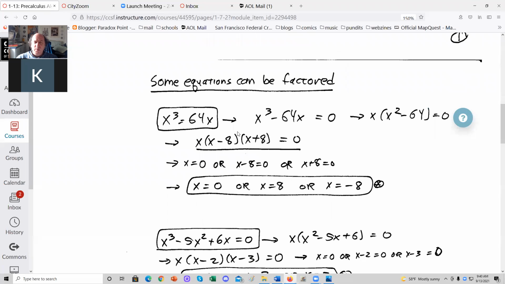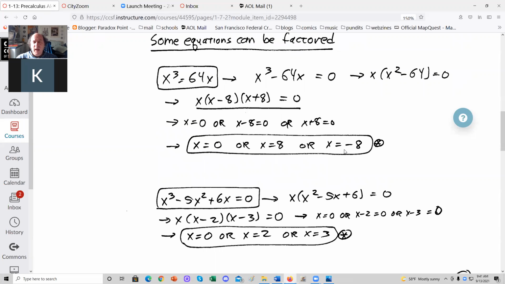Now, the factors rule applies if there's 3 factors multiplying to 0. One of these 3 factors must be 0. So either x is 0, or x minus 8 is 0, or x plus 8 is 0. And therefore, x is 0, or x is 8, or x is negative 8. These are the 3 solutions to this.